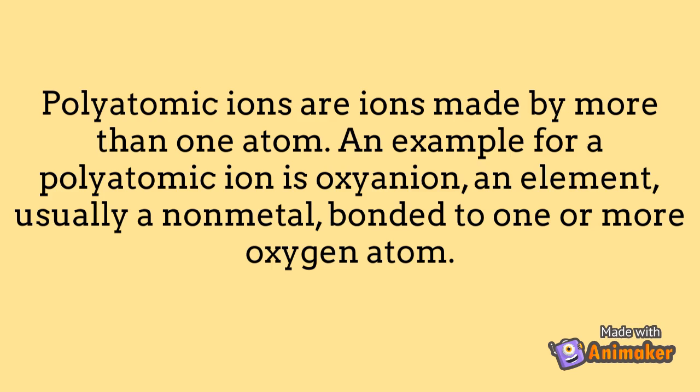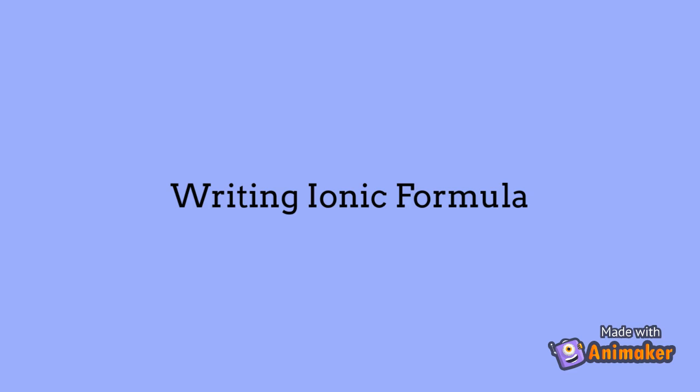A polyatomic ion is an ion that is made of multiple atoms. For example, an oxyanion is made of an element, usually a nonmetal, bonded to one or more oxygen atoms. Now we pass on to writing ionic formulas.